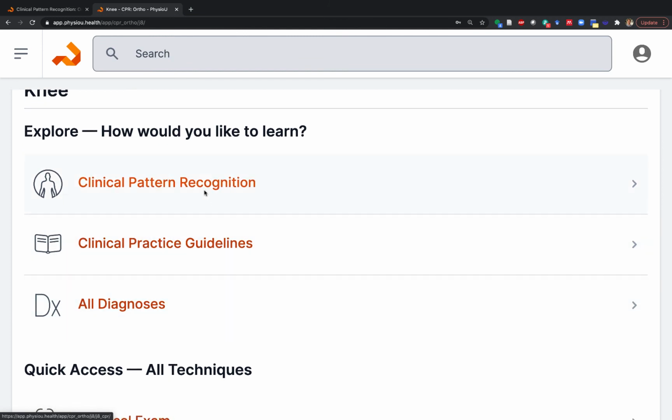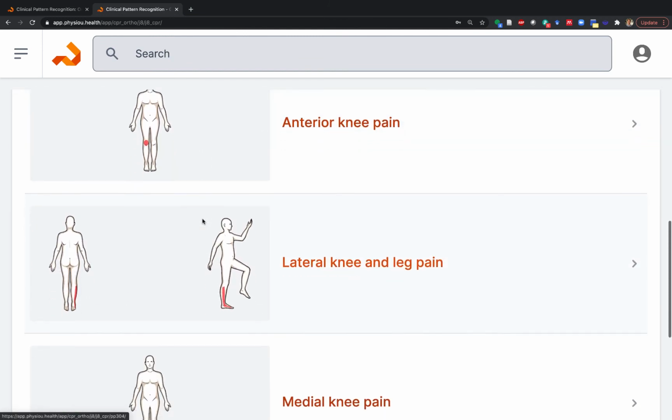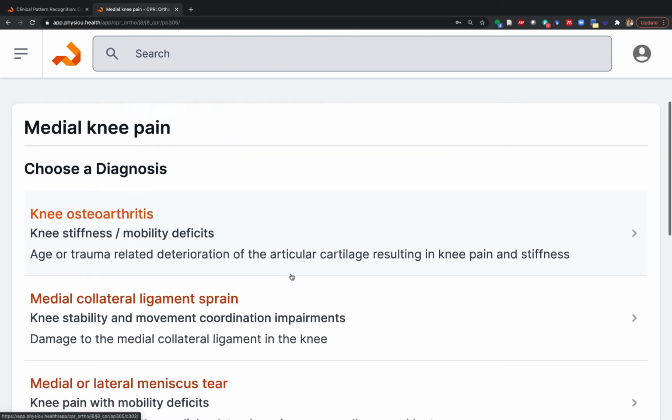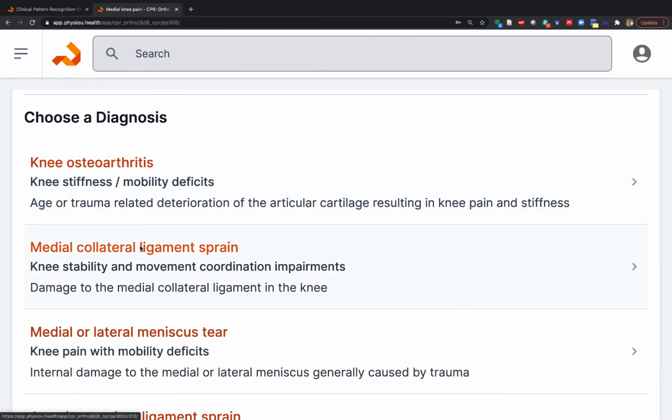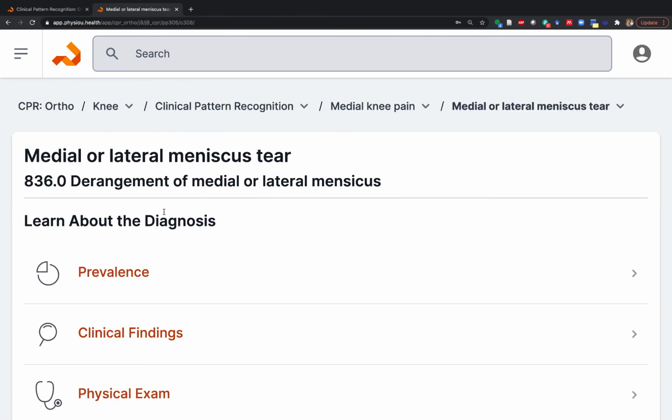Now remember, you can always play through this via pain patterns. So let's talk about medial knee pain and think a little bit about what hypotheses might cause medial knee pain. You can see that there are a number of different hypotheses that might do that, right? You know that pain presentations aren't really a good predictor of what pathology is present. There are a lot of problems that could be present. But let's look at medial meniscal tear here.